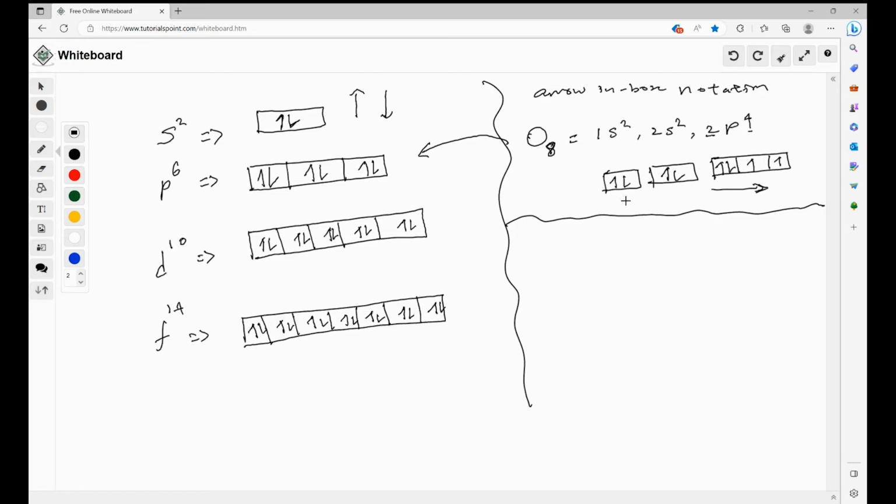Right. Let's think about another one, arrow and box notation for aluminium 3 plus. First you have to remember aluminium's atomic number. Aluminium's atomic number is 13. So I could write 1s2, 2s2, 2p6, 3s2, 3p1. This is the configuration of aluminium.